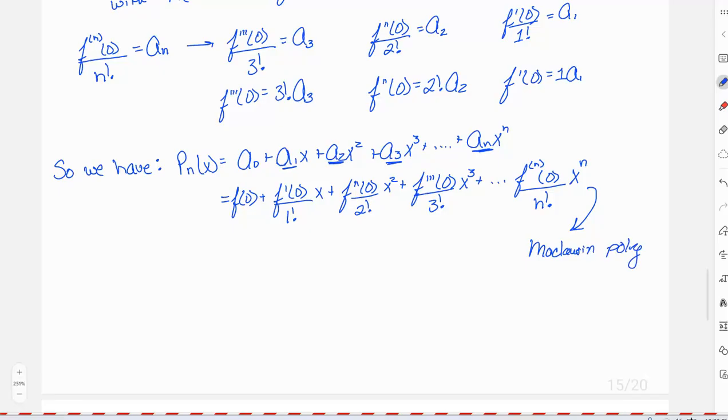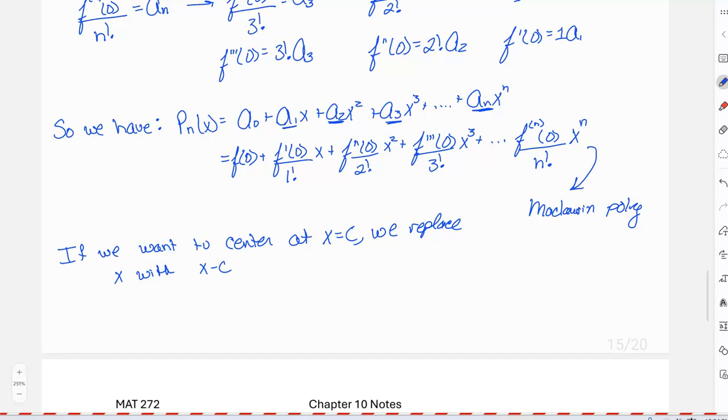Now, if we want it to be centered somewhere else, this is going to be centered at x equals 0, but let's say we want to force it to go somewhere else. Let's say we want to center at x equals c. Then we're going to do a replacement. We're going to replace x with x minus c, thinking about transformations, and that's going to shift this thing over, and that gives us the Taylor polynomial.